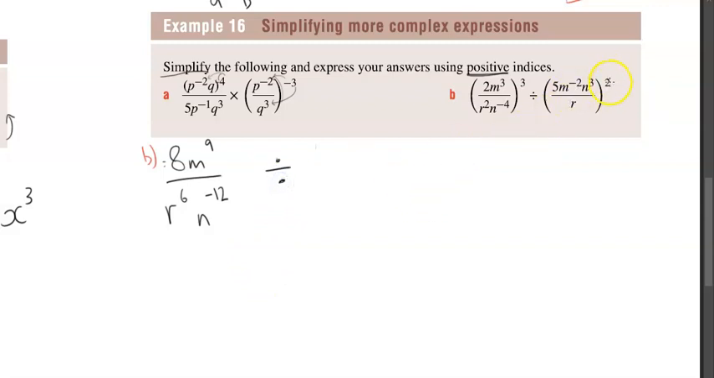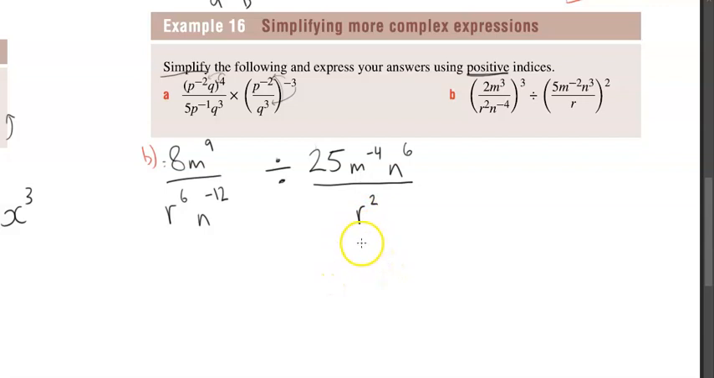Now we're going to apply that 2 to the power of every single term in here. 5 to the power of 2 is 5 times 5, which is 25. M to the power of negative 2 times positive 2 will be m to the power of negative 4. N to the power of negative 3 times 2, n to the power of 6, all over r to the power of 2.